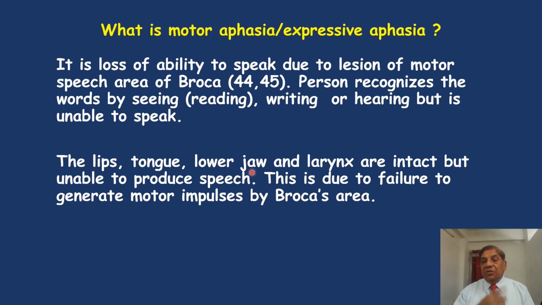The lips, tongue, lower jaw and larynx are intact. They are all intact, but they are unable to produce speech because the Broca area is not processing or planning what should be spoken. Okay, and this is due to failure to generate motor impulses by the Broca's area.